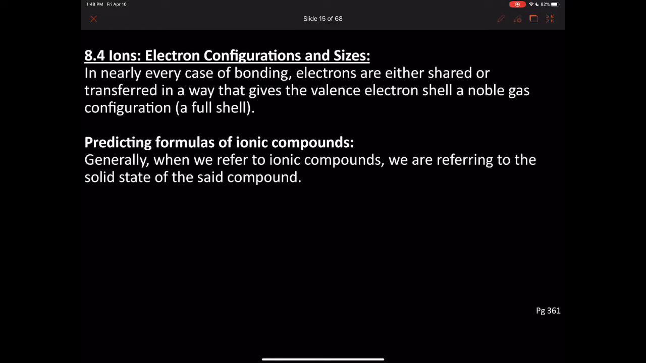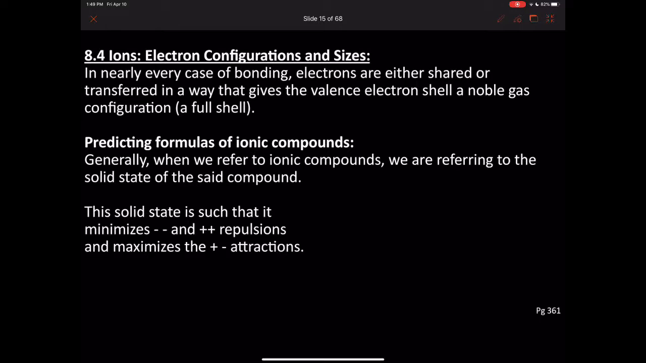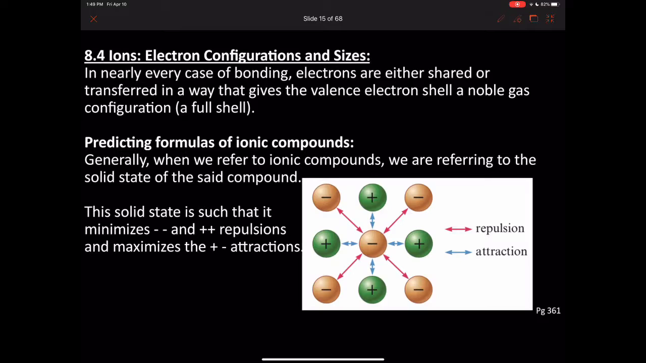We can actually predict the formulas of ionic compounds by looking at the electrons in the valence shell. So generally when we refer to ionic compounds, we're referring to the solid state of the compound. And the solid state is such that it minimizes the negative-negative and positive-positive repulsions and maximizes the positive-negative attractions. So it looks like this. This is how ionic solids are set up, where the distance between negatives is as great as possible, as well as the distance between positives being as great as possible.